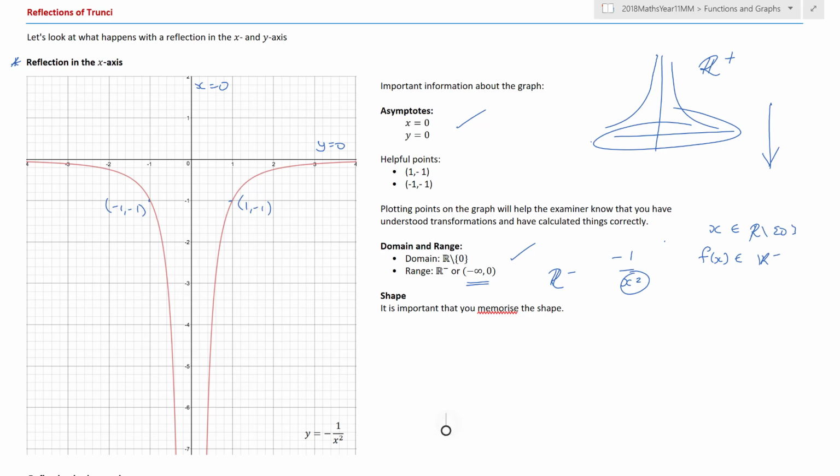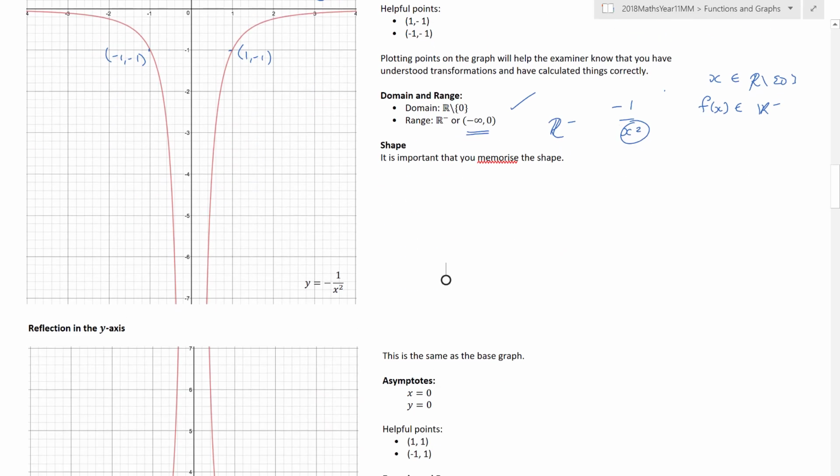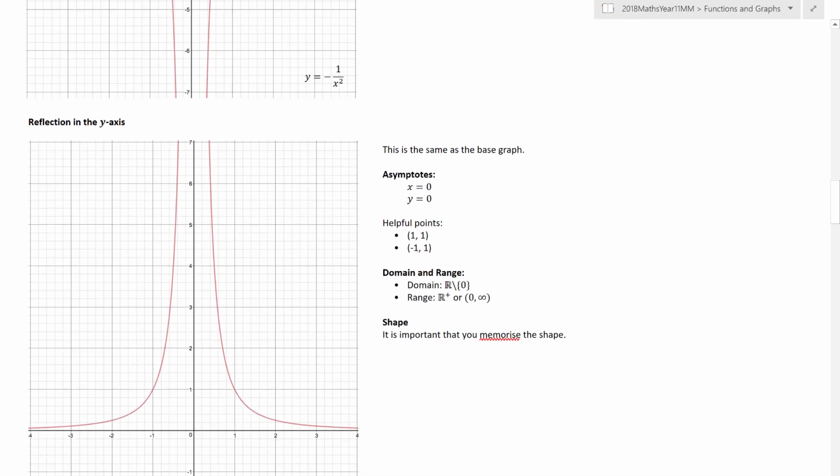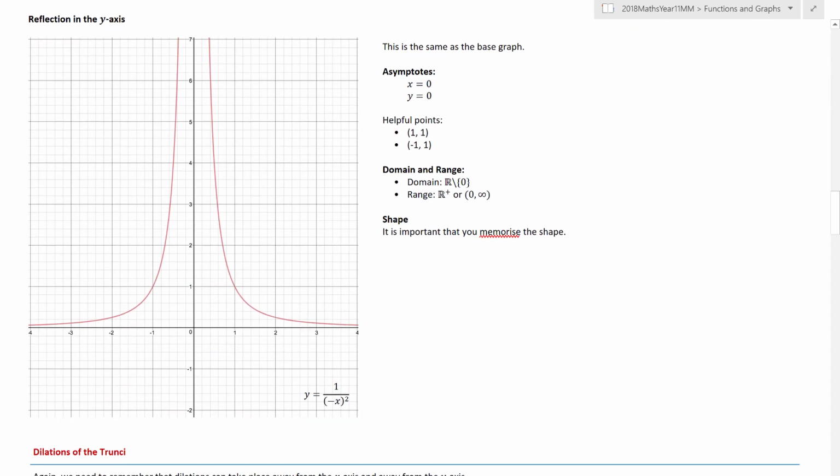So that's reflection in the x-axis, and I'm pretty sure all of you will be aware that if I want to reflect in the y-axis, well, if my original shape starts like this, and I'm going to reflect it in the y-axis, then, well, actually, it's just going to be the same shape. All right? Not particularly complicated. Don't spend too much time. Asymptotes stay the same. Helpful points stay the same. Range and domain stay the same for my standard. Now, just to prove why, there we go.